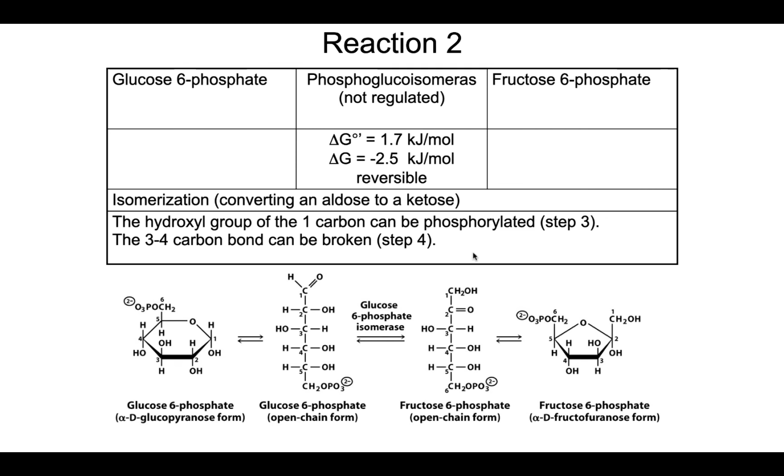Now notice, look at this, under cellular conditions, it has a delta G of negative 2.5, very close to 0, which means all it takes is just a little bit of a boost to the products or reduction in the reactants, and suddenly you've got that reaction running in the opposite direction.